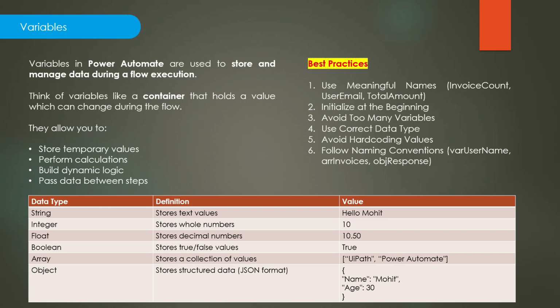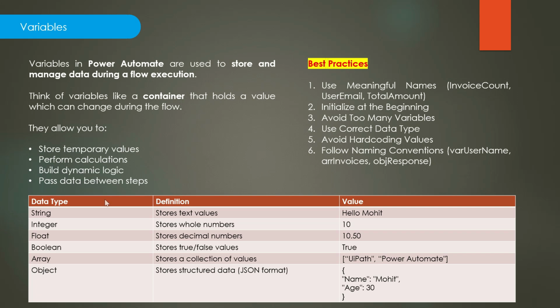Hey everyone, today let's explore variables in Power Automate. Variables in Power Automate are used to store and manage data during a flow execution. Think of a variable like a container that holds a value, and that value can be changed as your workflow runs. With variables, you can store temporary values, perform calculations, build dynamic logic, and pass data between different steps in your flow.